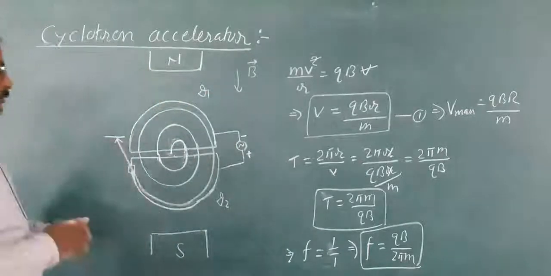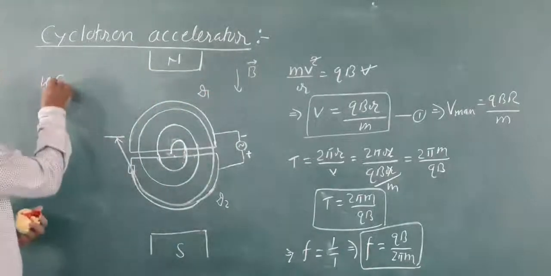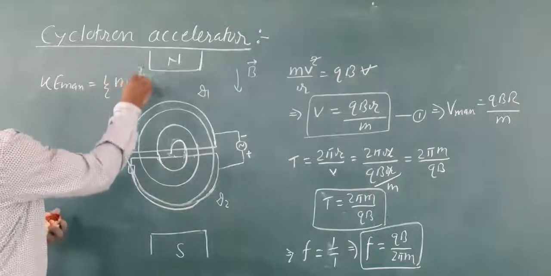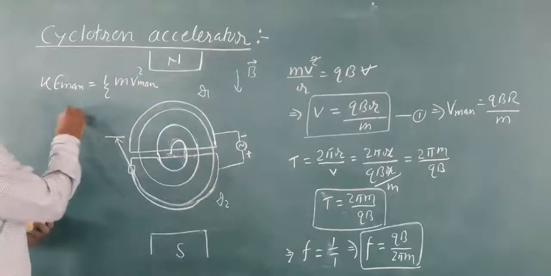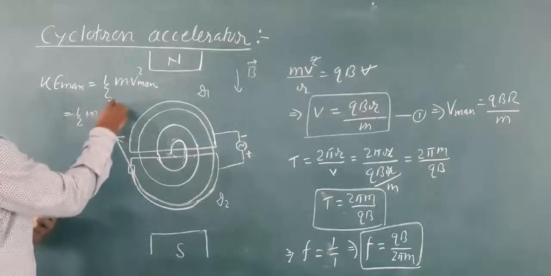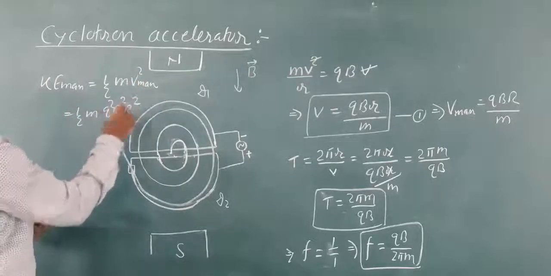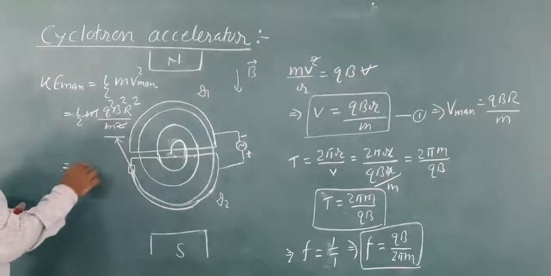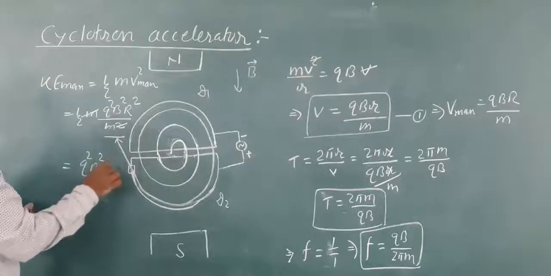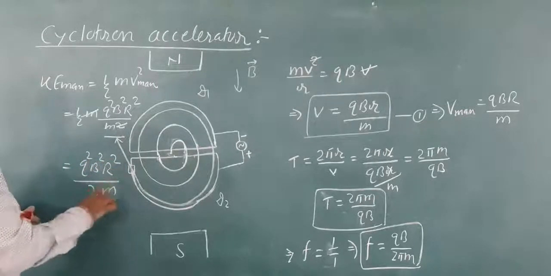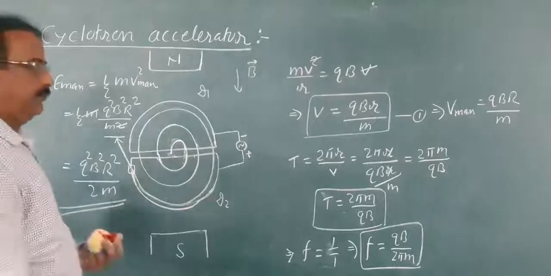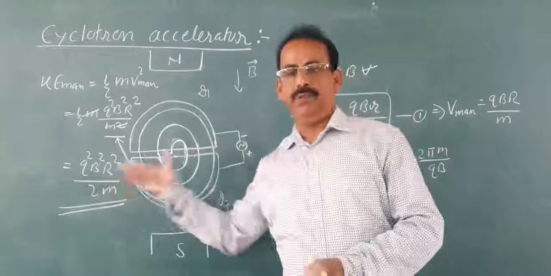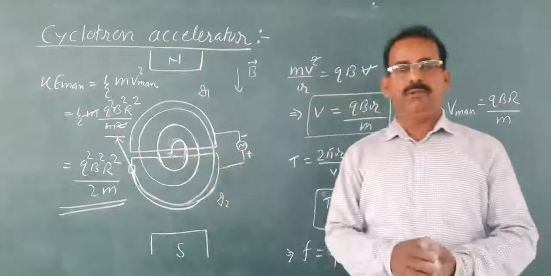Therefore, maximum kinetic energy we can write half m v square maximum. That is half m q square b square r square upon m square. Cancel one m, you will get q square b square r square upon twice m. This is the maximum kinetic energy of this charged particle in cyclotron.